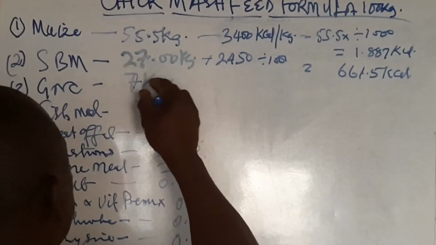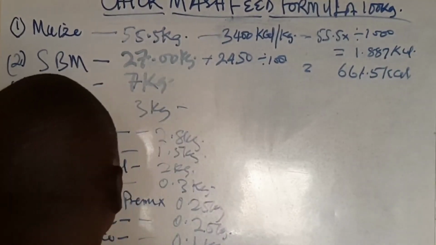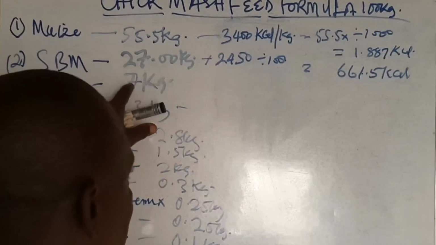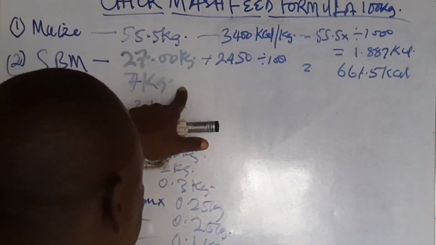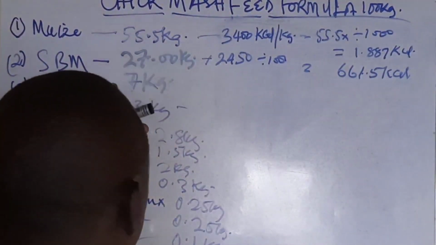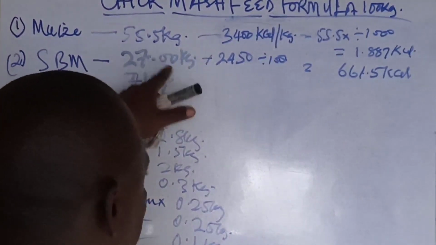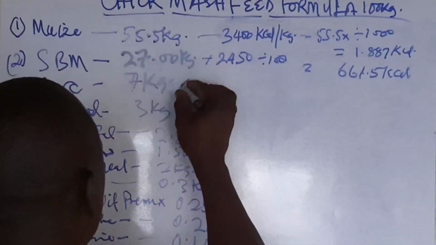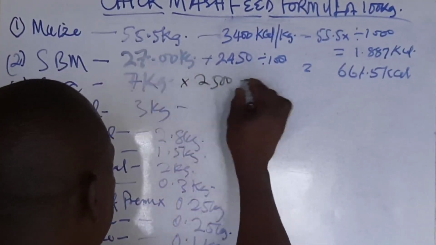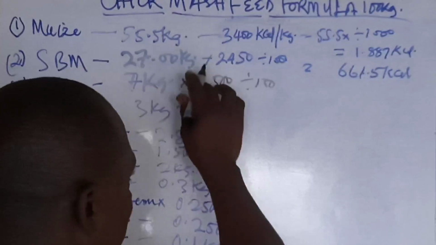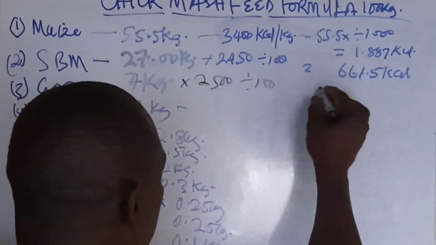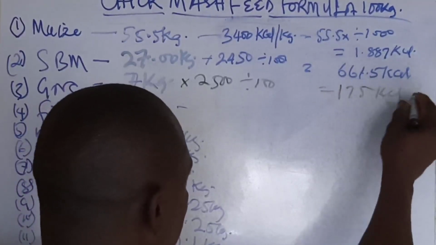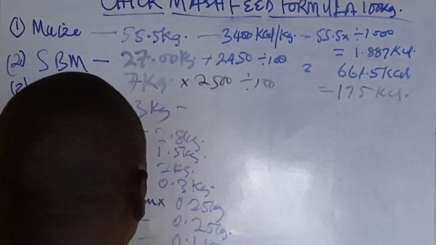Now the one of groundnut cake is 2,500. Groundnut cake is higher in energy than soybean, 2,500. This will give us 7 kg times 2,500 divided by 100. This will give us 175. Now the next one is fish meal.